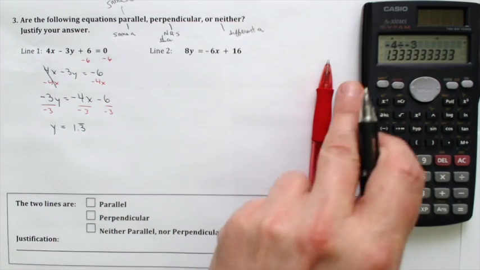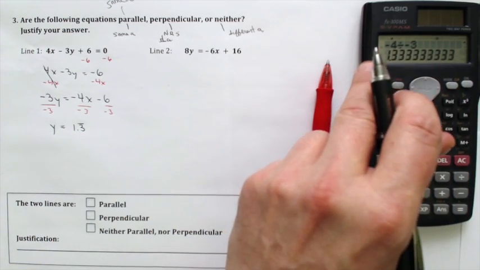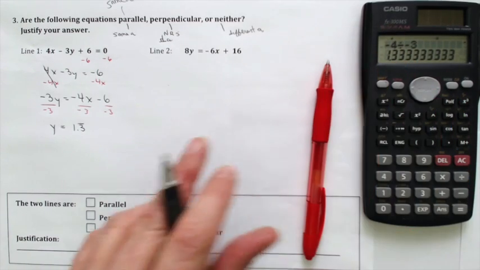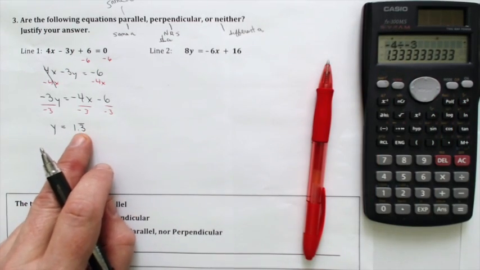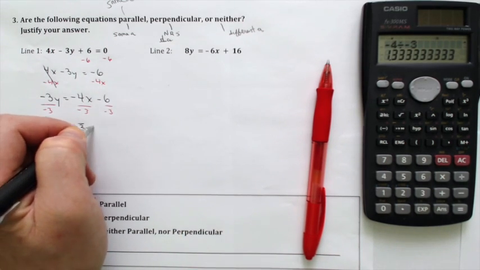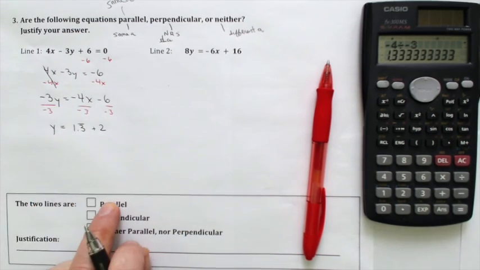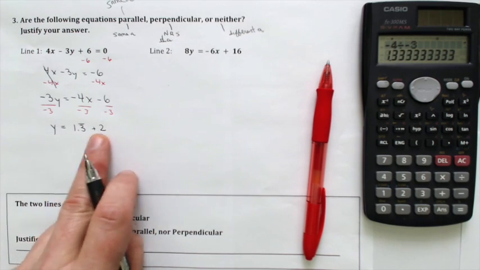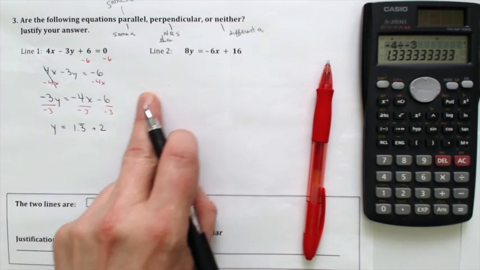And if it was like a super long decimal, like 0.12575 or something, you want to keep as much of that decimal as possible. It's going to affect our calculations later. Plus 2, because negative 6 divided by negative 3 is a positive 2. So there's my first y equals ax plus b.